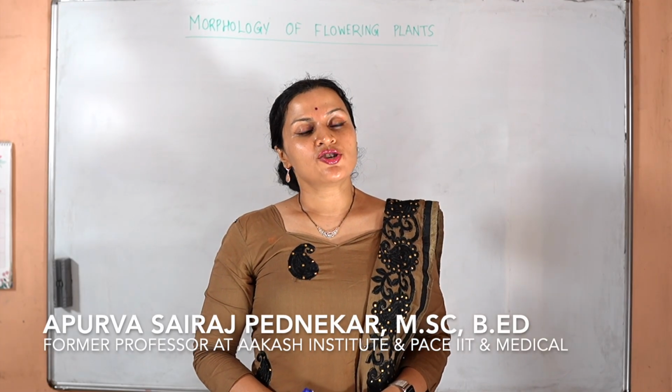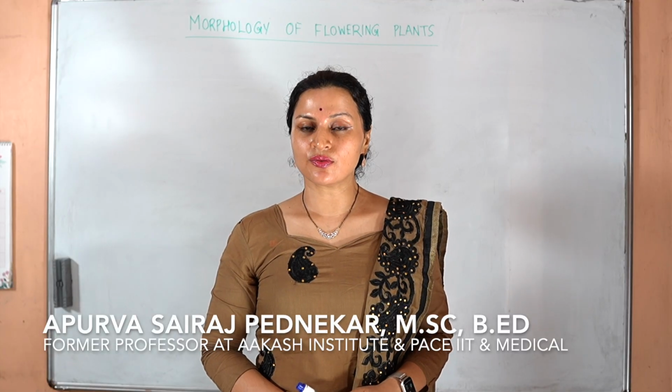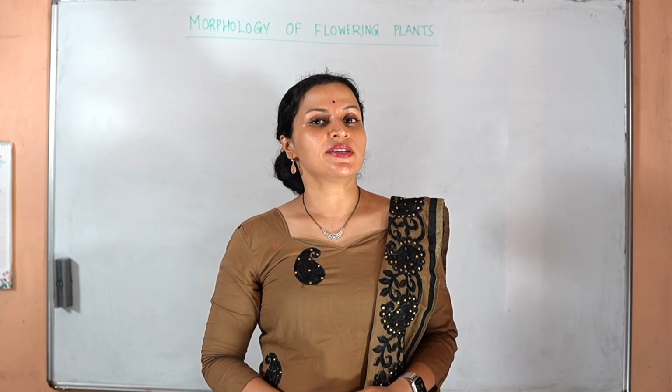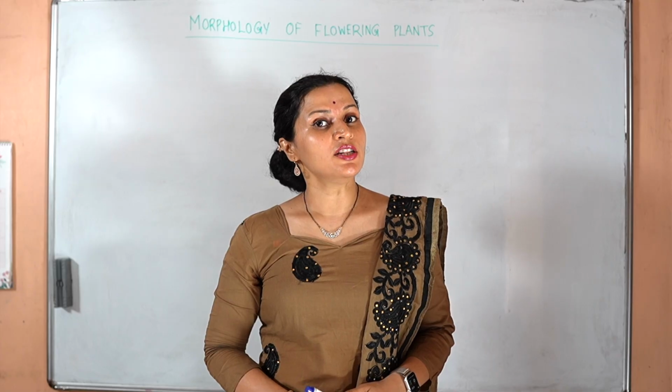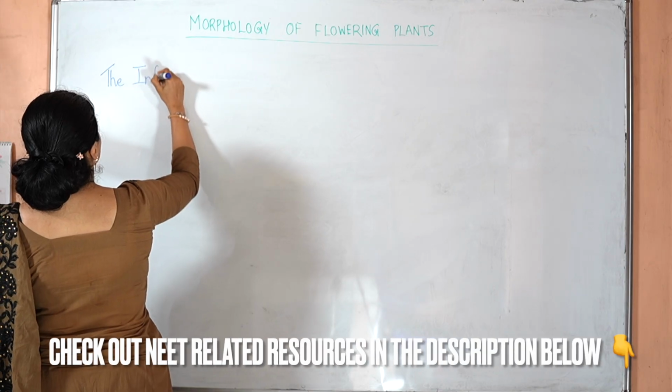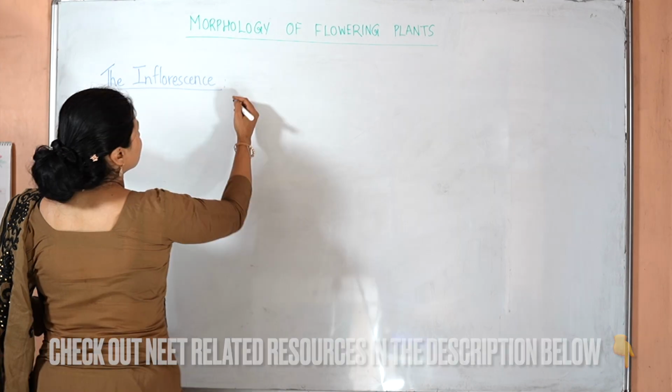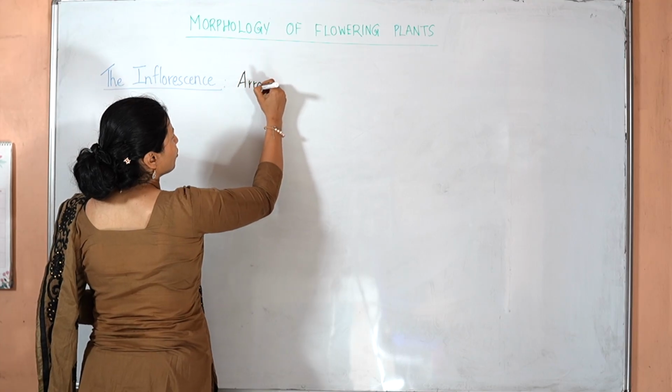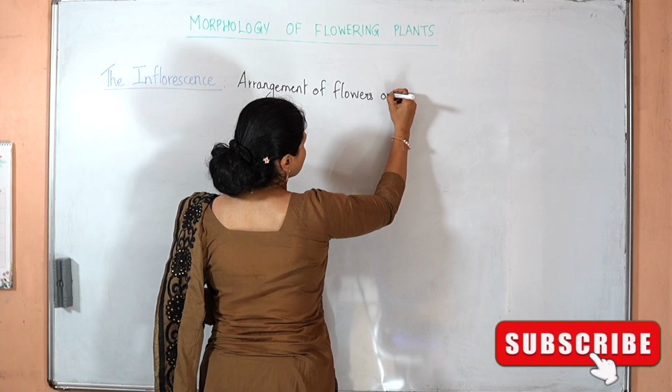Students, in morphology of flowering plants, we have completed the morphology of the root, shoot and the leaf. In this lecture, let us move on to something called inflorescence. Inflorescence simply means arrangement of flowers on stem axis.